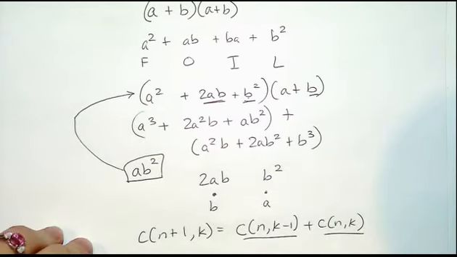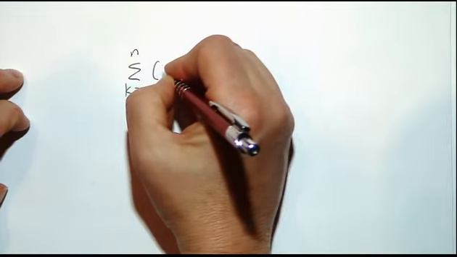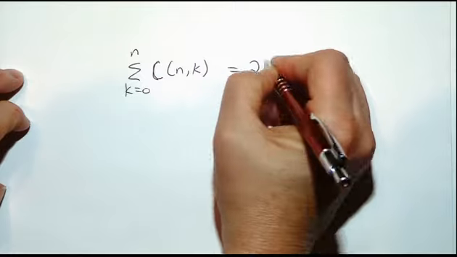There's also another interesting thing with combinations, and that is that the sum of all the combinations from k equals 0 to n of n choose k is 2 to the n.